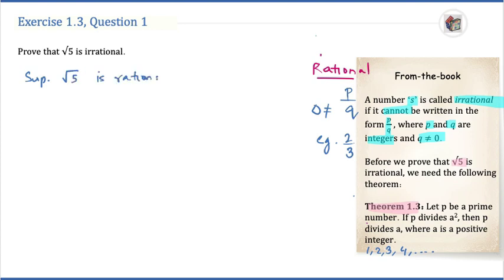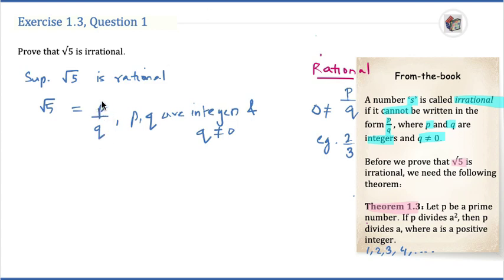Now what do you know about rational numbers? As I said, rational numbers are those that can be written in the form p by q, where q is not 0. So in my case also, if square root of 5 is indeed rational, then I can say that square root of 5 is equal to p by q, where, what do we know? We know p and q are integers and q is non-zero.